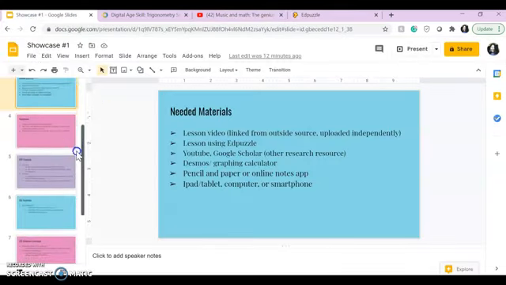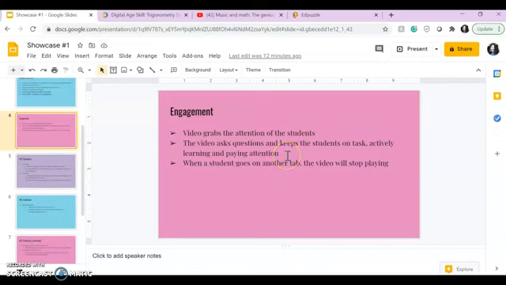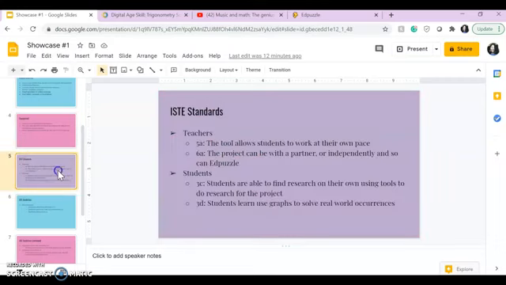So it keeps the students engaged. It grabs the attention. The lesson grabs the attention. The video, the lesson, the Edpuzzle, asks questions of the students. But once the student exits or clicks on another tab, the video pauses.